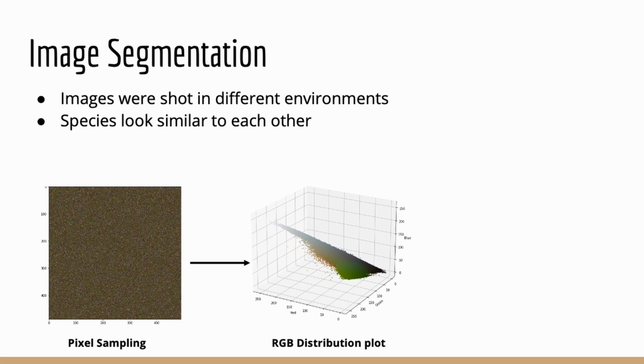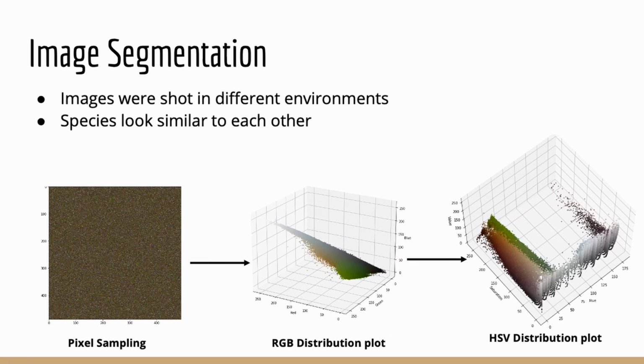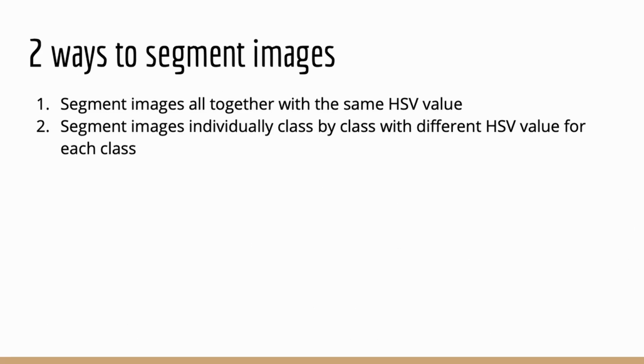Next, we can convert the images into RGB and plot the distribution. However, as we can see from the RGB plot above, a larger number of colors are concentrated together. Hence, we have converted the RGB image into HSV, which allowed for a more distinct threshold.